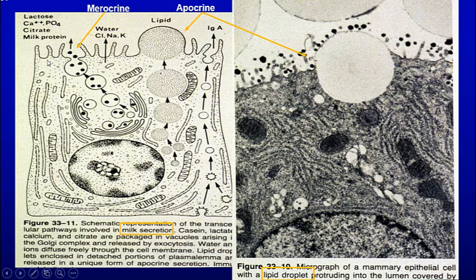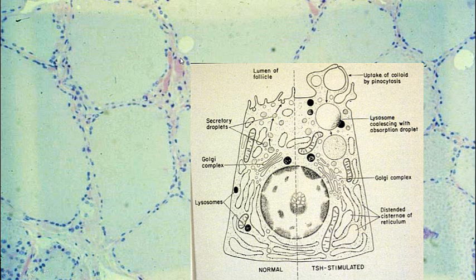Merocrine secretion and milk secretion, casein comes out there. Other things come out that way. But apocrine is where you have the milk. Milk is fat, milk fat, not only milk, but fat. Fat is not water soluble, and so you have to have a membrane around it so it can be solubilized. So the lipid droplet coming through is surrounded by the cell membrane in the apocrine secretion.